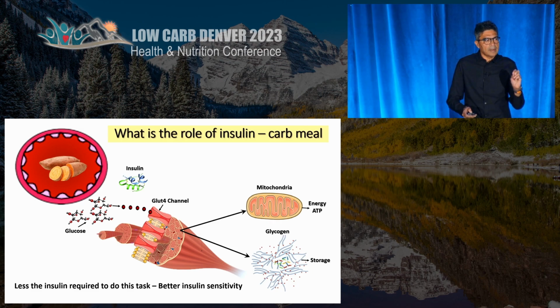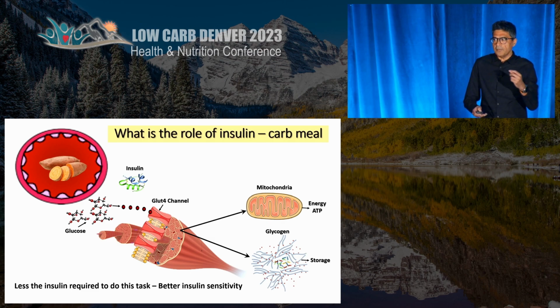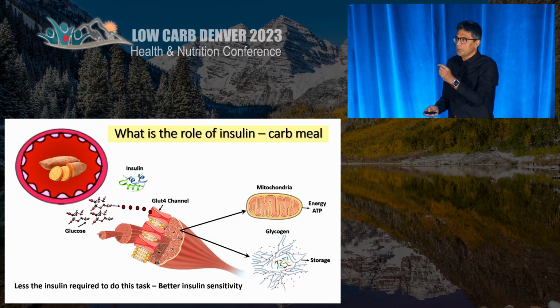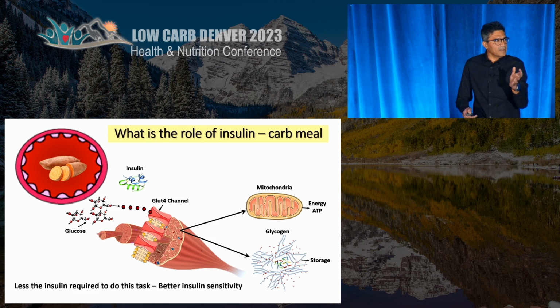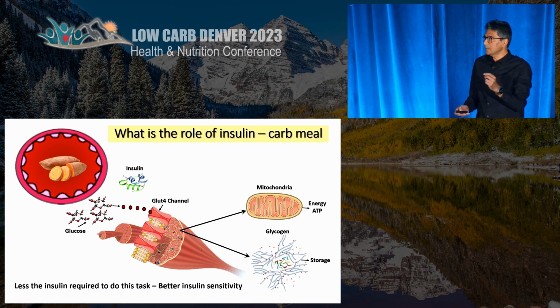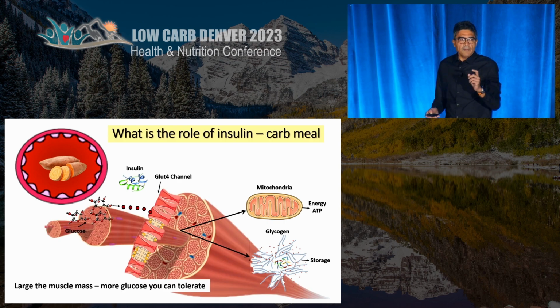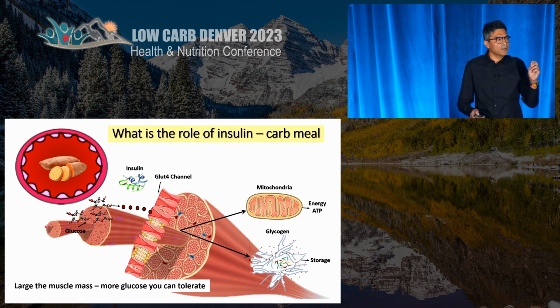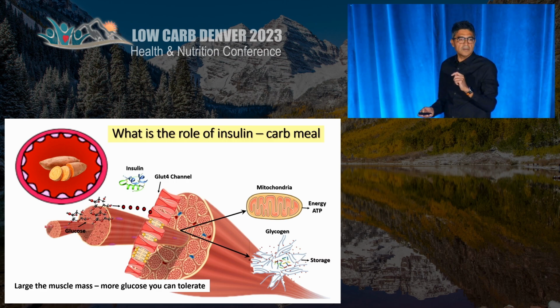So let's examine how muscles deal with insulin and food coming in. So as glucose is coming in, insulin recruits a channel called GLUT4 channel to drive the sugar into the muscles. The muscles can either burn it for fuel or store it as glycogen. The less insulin required to do this job, the more insulin sensitive you are. If you have a larger muscle mass, you can recruit a lot more GLUT4 channels. You can take in a lot more glucose or sugar before getting insulin resistant.